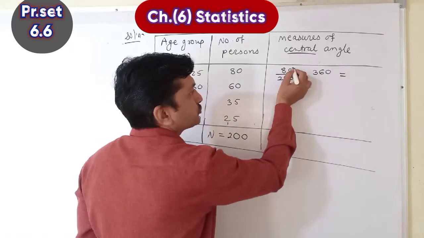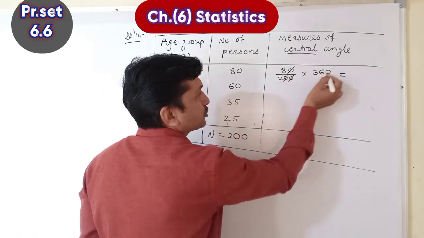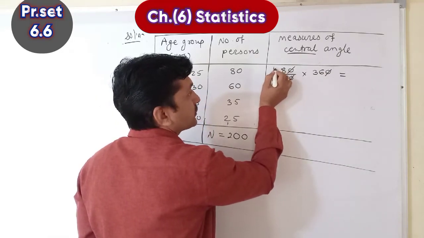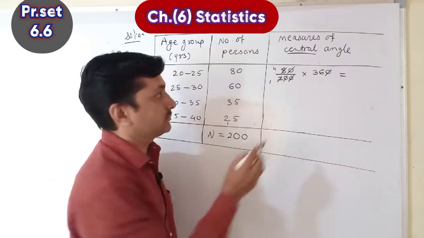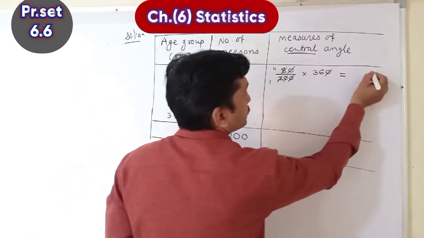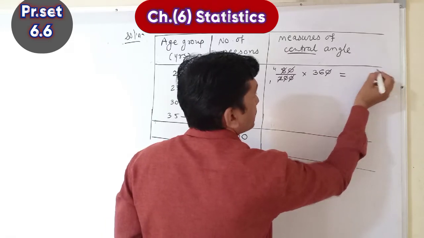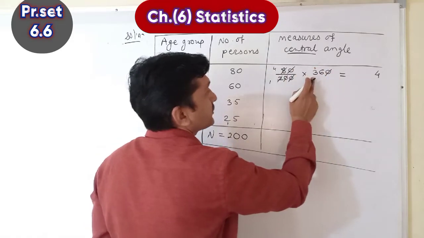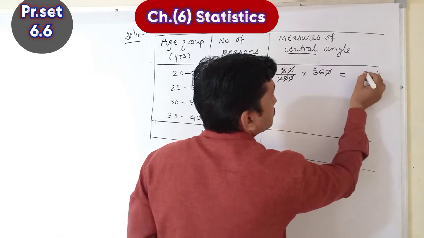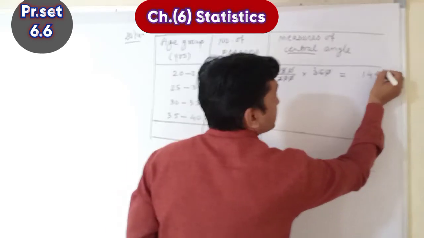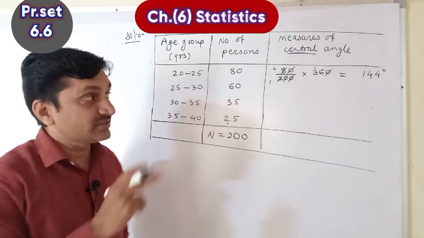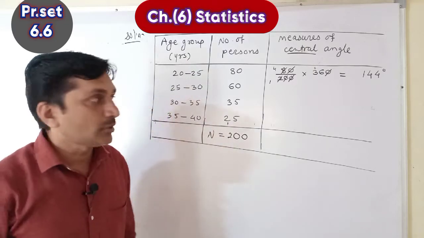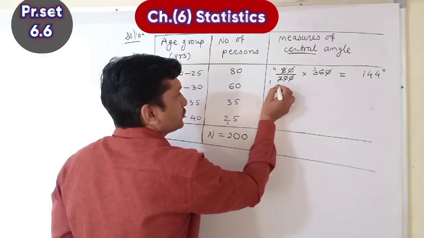You can directly cancel, now here you see this 0 cancel, this 0 cancel, and here 2 1s are 2, 2 4s are 8, and multiplying here 6 4s are 24, 2 carried over, 4 3s are 12, 12 plus 2 is 14, 144 degree. That is the measure of central angle of this age group. Okay, let's continue the same way. In this way you have to continue now.